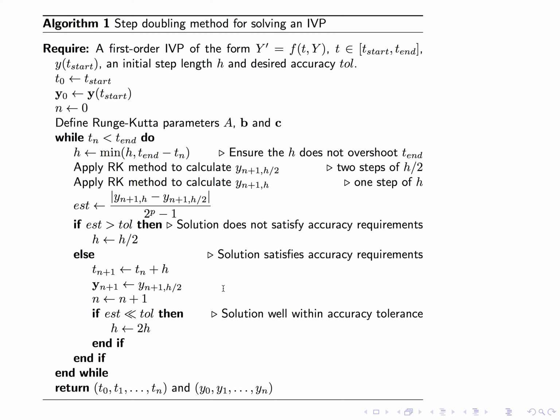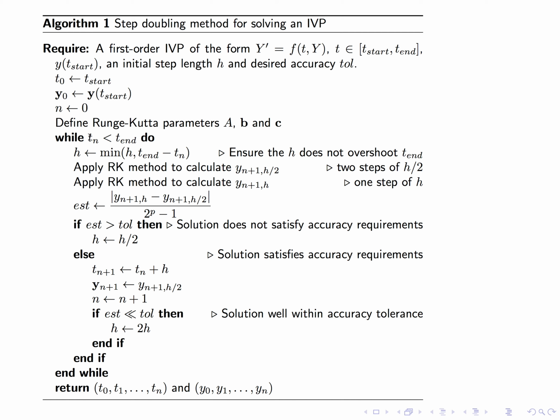So here's the algorithm. This is a step doubling method for solving an initial value problem. If you're presented with an initial value problem, you have some value of the solution y at the start of t. So you initialize t0 to be t start. You initialize your initial conditions to be the initial values. Set a counter n, which is going to be your loop counter, and you define your Runge-Kutta parameters a, b, and c. Now we're using a while loop here because when you change the step length, you do not know ahead of time how many steps you'll need. So we can't use a for loop, so we have to use a while loop.